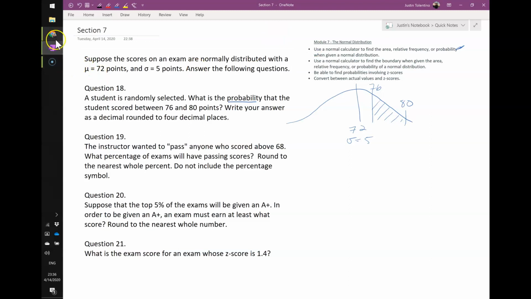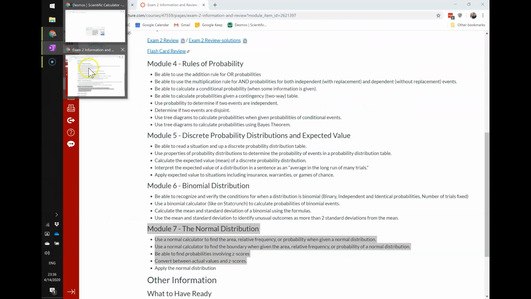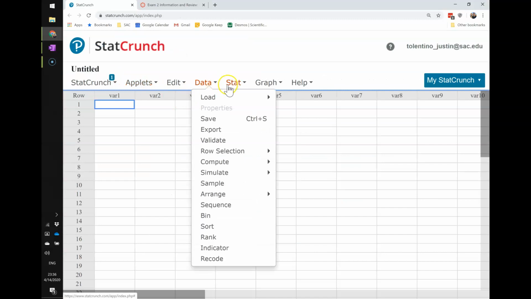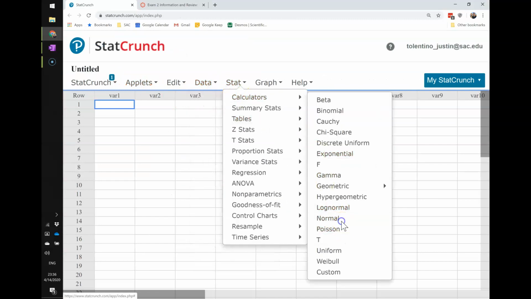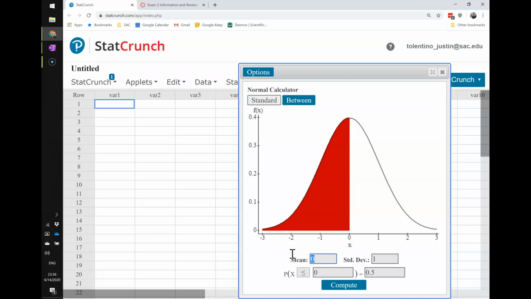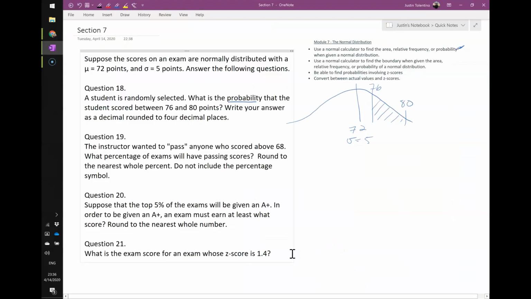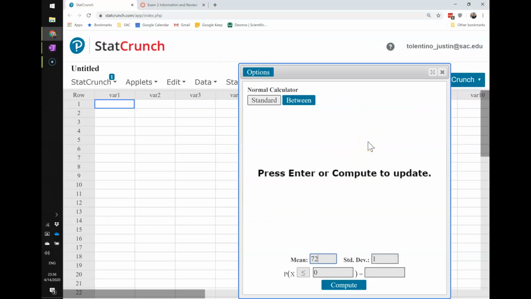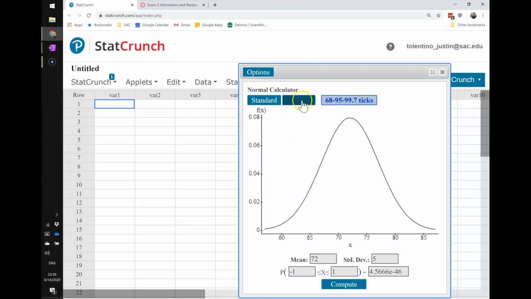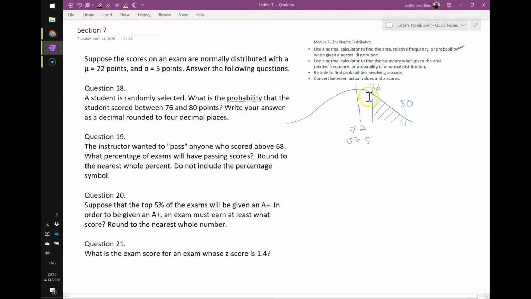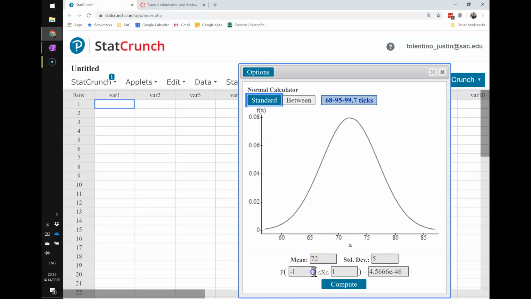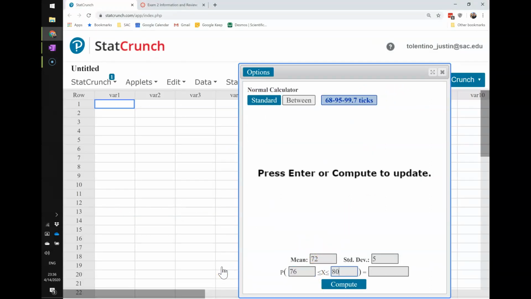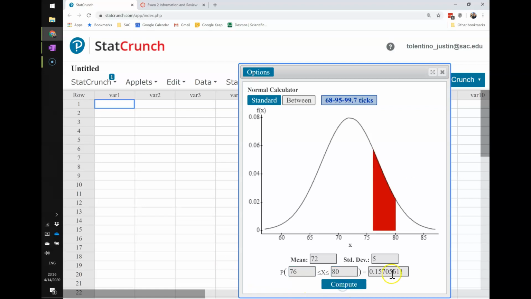So we just go into StatCrunch. And in StatCrunch, it's under Stat, Calculators, Normal. We can put in our mean and standard deviation, so that's 72 and 5. And we want to be between two numbers, so we can click on between, and it's between 76 and 80. So I'll put 76 on the left, 80 on the right, and compute, and it gives us our answer. So 0.1571.